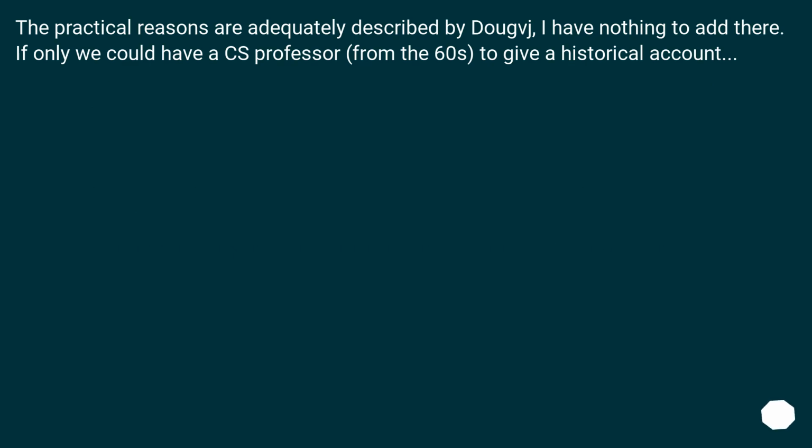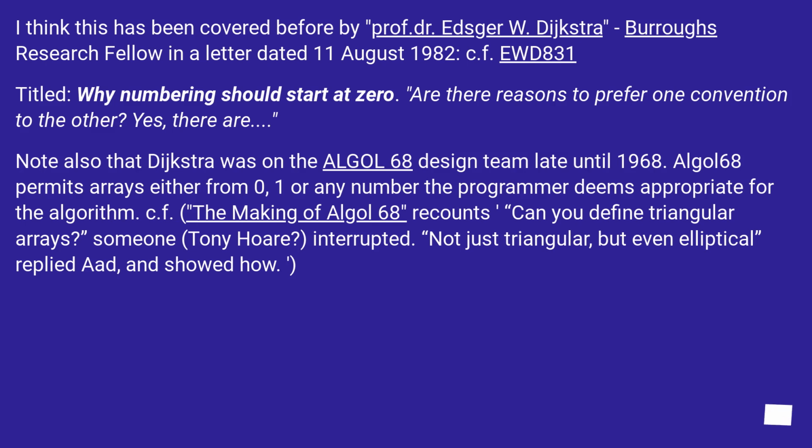The practical reasons are adequately described by Dubsch. I have nothing to add there. If only we could have a CS professor from the 60s to give a historical account. I think this has been covered before by Professor Dr. Edgar W. Dijkstra, Burroughs Research Fellow, in a letter dated the 11th of August 1982, EWD 831, titled Why Numbering Should Start at 0.